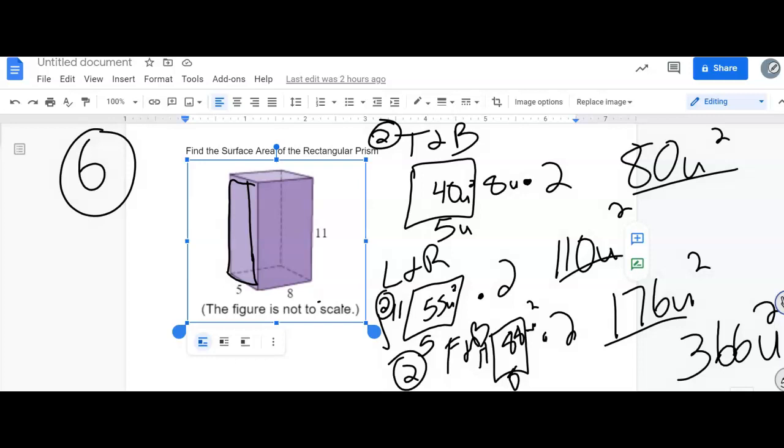The volume of rectangular prisms. So what I want you to do with the people around you, talk about what is volume. Give a real life example of volume. Why would we need volume? How do you find volume? All those different things. Come back together.